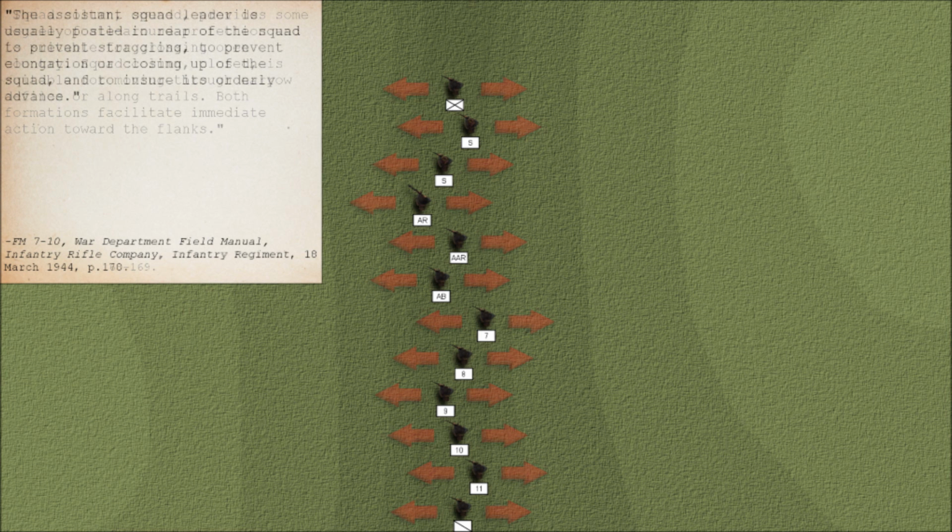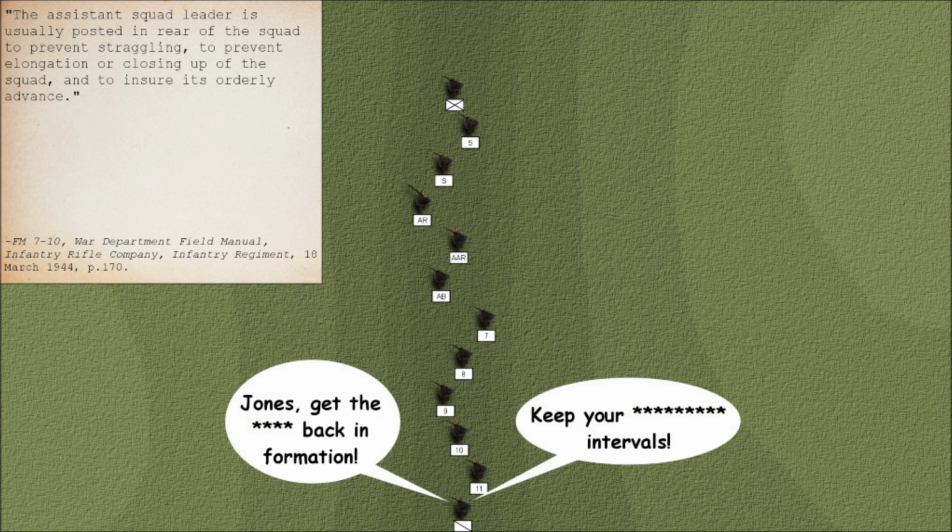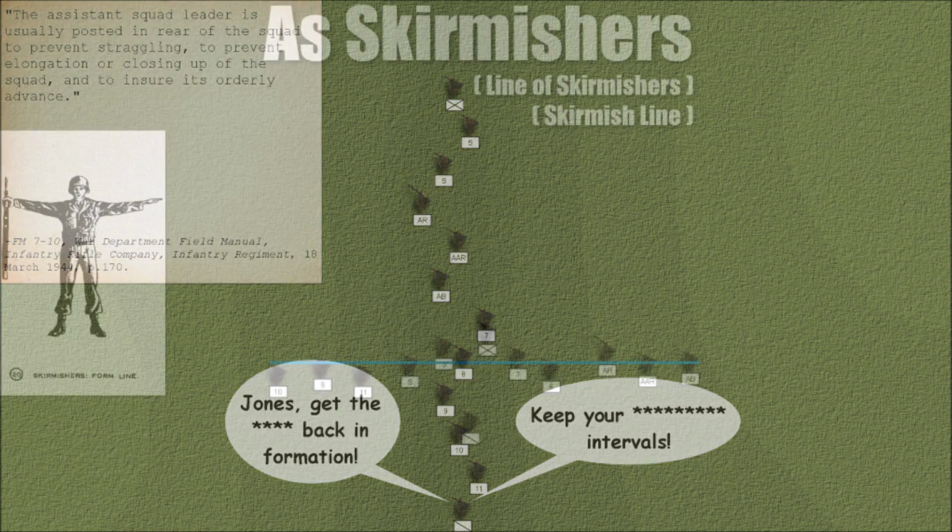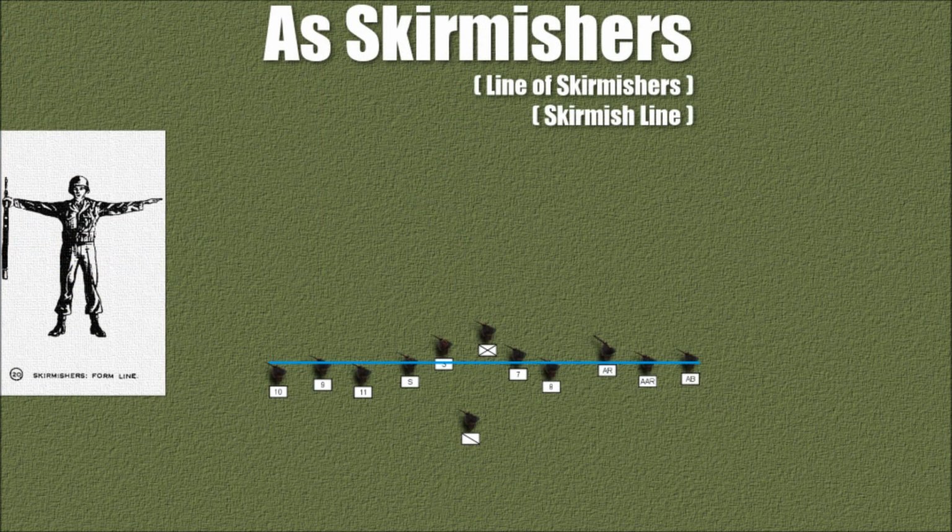The assistant squad leader is usually posted in rear of the squad to prevent straggling, to prevent elongation or closing up of the squad, and to ensure its orderly advance. Next there was the skirmish line, or line of skirmishers, or simply as skirmishers. This was the basic fighting formation of the squad.